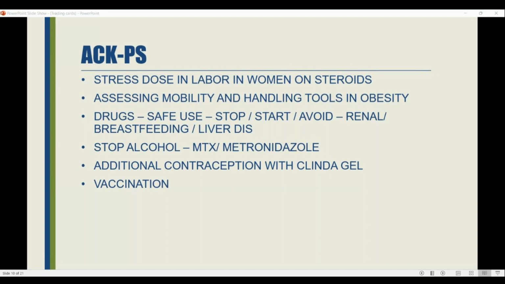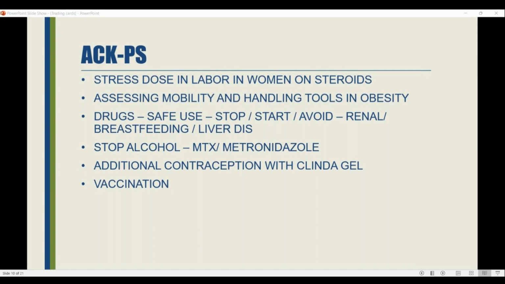the mobility and handling tools in obesity. In morbid obesity, you will do the risk assessment for moving the patient, and handling instruments like the blood pressure cuff, or OT instruments, or OT table, shifting trolleys. We have to check that. So you will be telling the patient that we'll do your assessment for mobility and handling tools at 36 to 37 weeks. And in structured discussion also you have to speak this word.